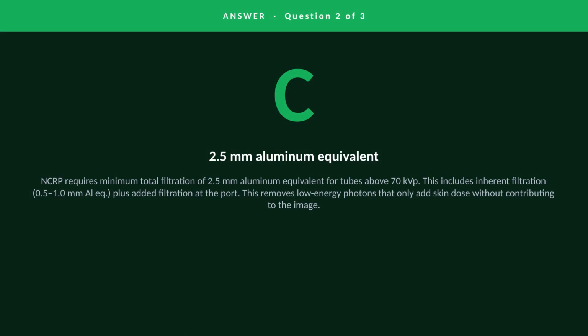The answer is C, 2.5 mm aluminum equivalent. The NCRP requires minimum total filtration of 2.5 mm aluminum equivalent for diagnostic X-ray tubes operating above 70 kVp. This total includes inherent filtration from the tube itself, approximately 0.5 to 1.0 millimeters, plus added filtration at the tube port. This requirement exists to remove low-energy photons that add only skin dose, without contributing to image formation.